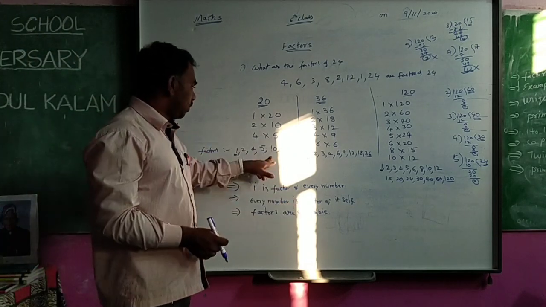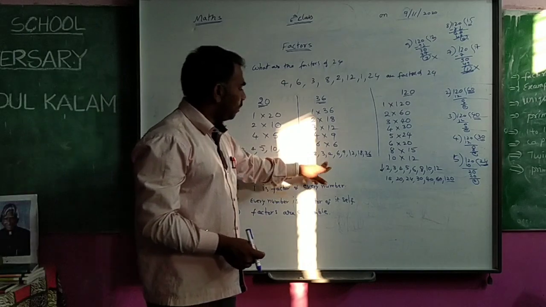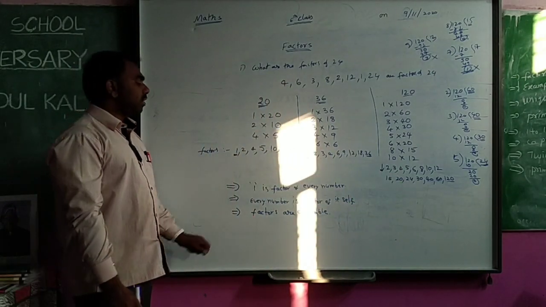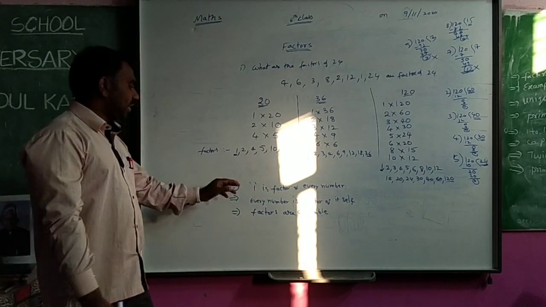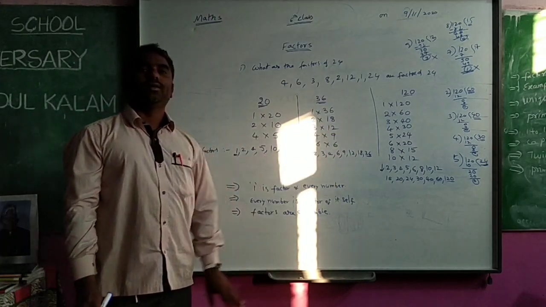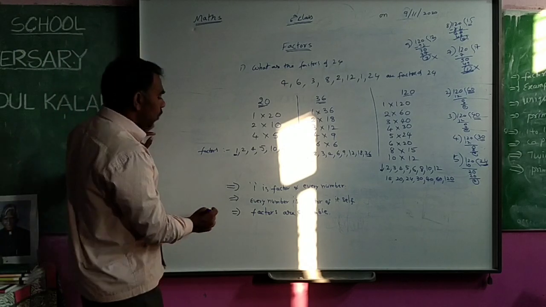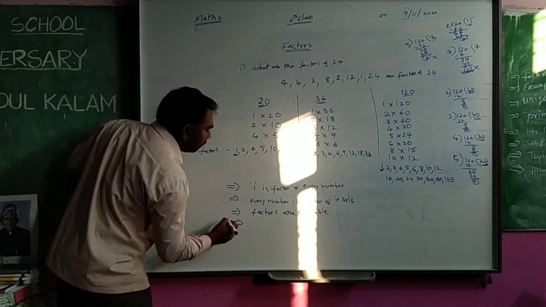You can count how many factors are there here. We can count the factors. That's why factors are countable. Okay. Then one more thing I am finding here.